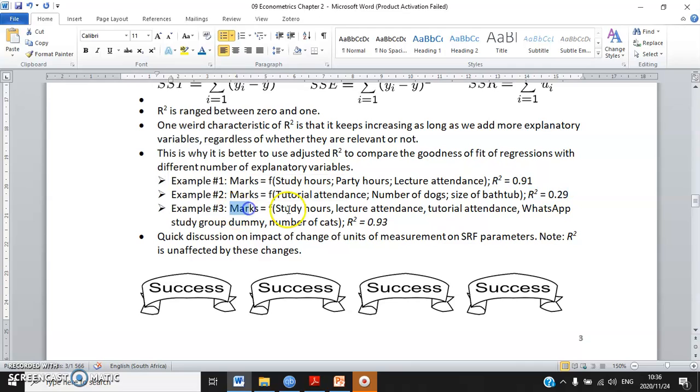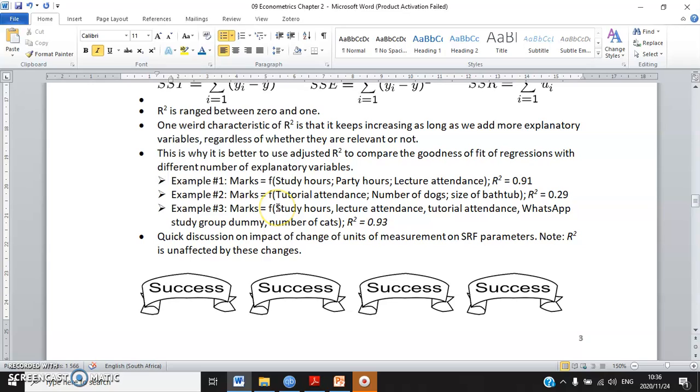Finally, the last one, but you see more explanatory variables compared with the first 2. Remember, the first 2 have got 3 explanatory variables, but for this one, we have 5 explanatory variables. So it already implies it is not possible to compare the third regression with the first 2, because R square is guaranteed to be the highest for the third regression due to this weird characteristic of R square. Okay, 0.93, but you can't compare with the R square of the first 2 regressions.